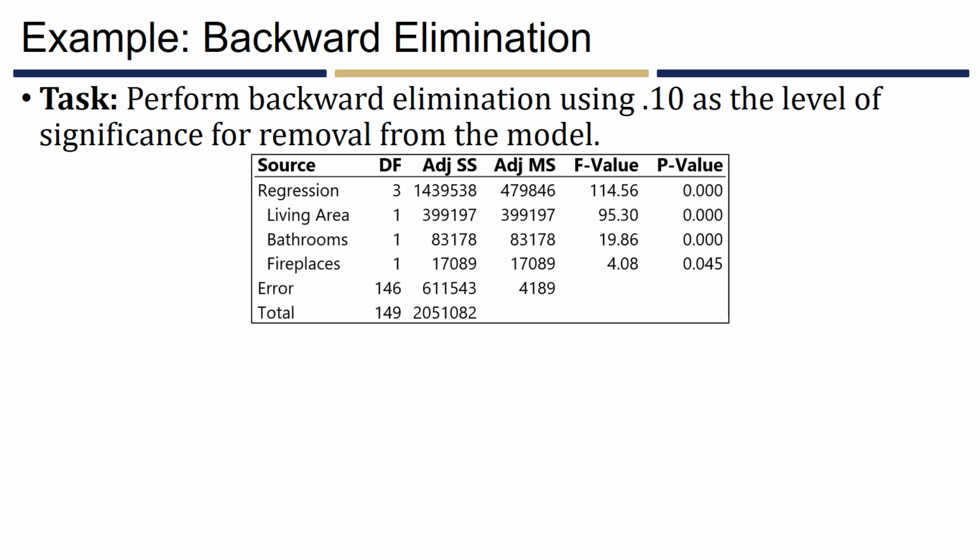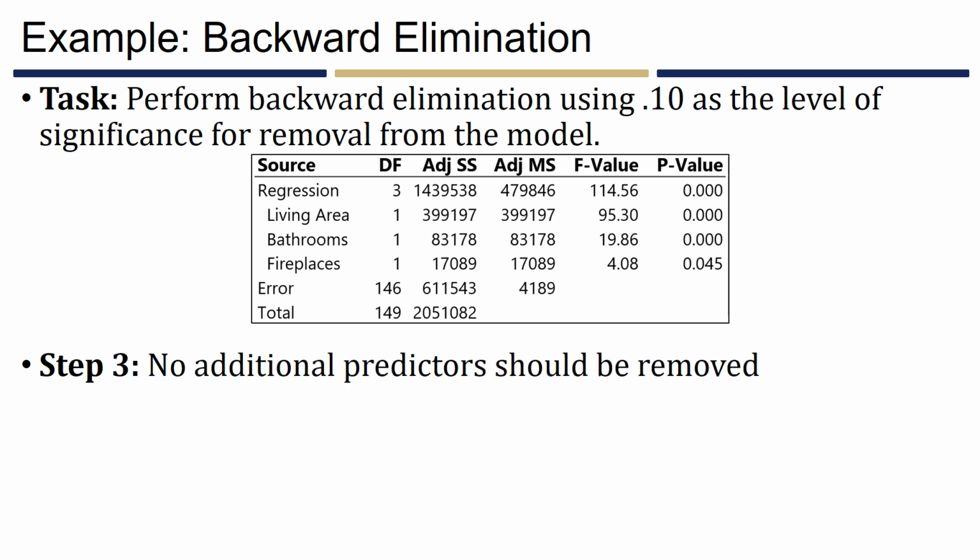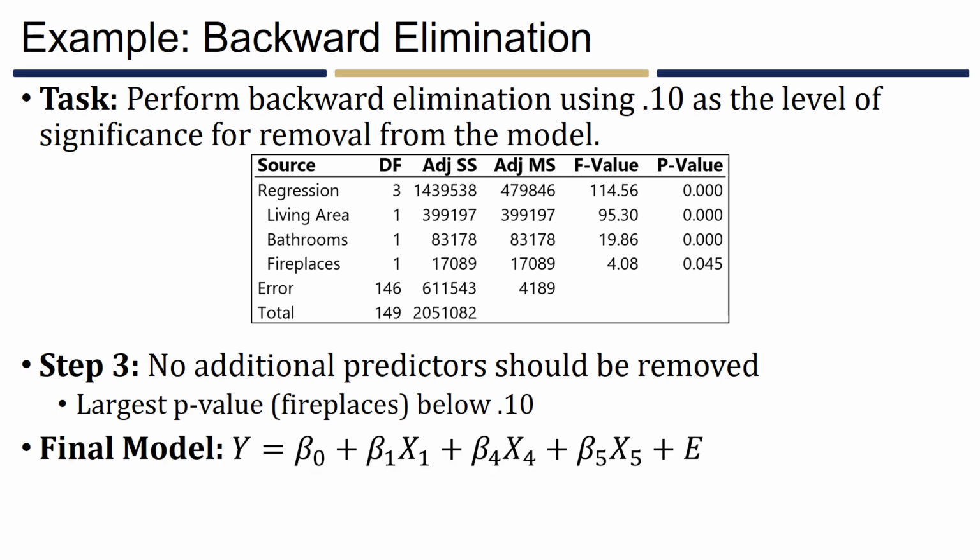In step 3, we're now going to fit the model on only living area, number of bathrooms, and number of fireplaces. Again, looking at the p-values, we notice this time that all 3 of these p-values are less than 0.1. That's an indication that all 3 of our predictors are significant. So at this point, we shouldn't remove any additional predictors from the model. The largest p-value for number of fireplaces is below 0.1, which is an indication that all 3 of these predictors are significant. As a result, our final model is going to be the one that includes x1, living area, x4, number of bathrooms, and x5, number of fireplaces.